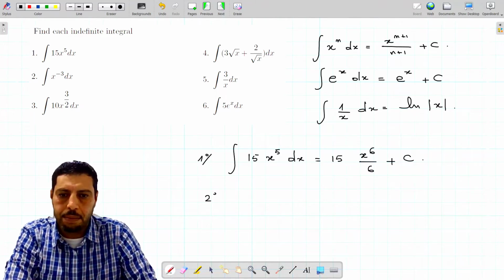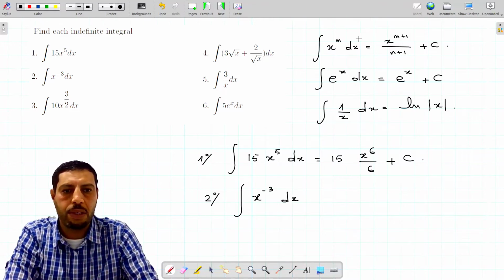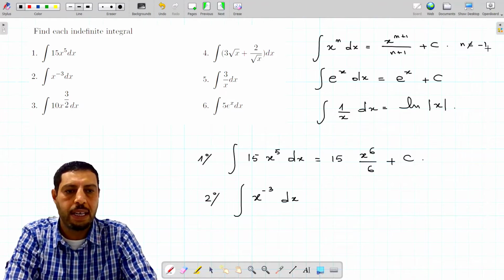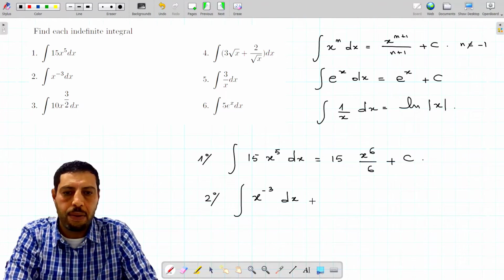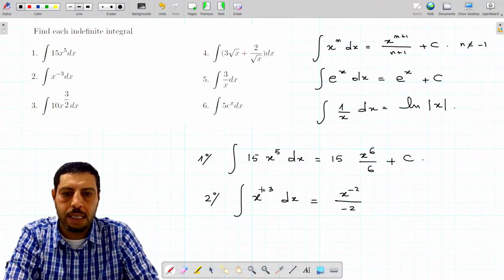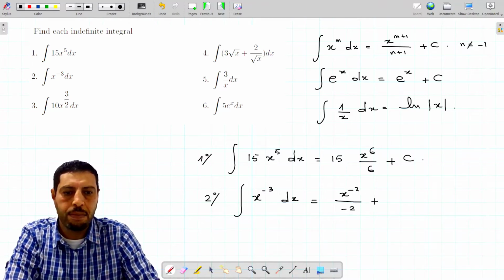Second one, it's the integral of x to the power of -3, and the power rule, which is the first one here, applies also for negative powers. The only case which is forbidden is when n equals -1, and this is the third rule. Now we apply it, so it gives x to the power of -2 over -2, since -3 plus 1 is -2, plus a constant c.